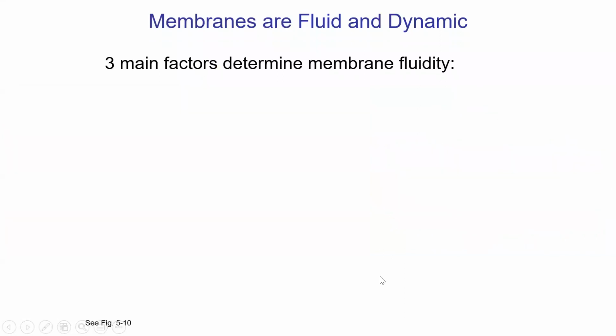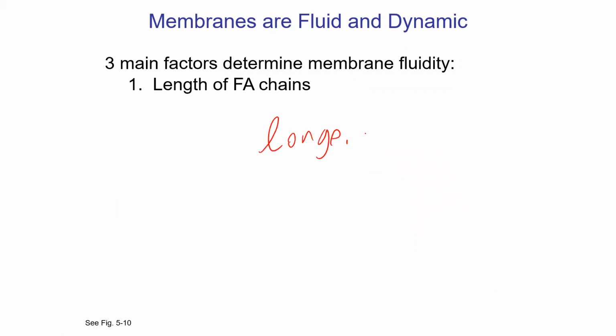So a couple other things about the fluidity and the membrane lipids. One question is, how can we make a membrane more fluid or less fluid? One thing we can do is look at the length of the fatty acid chains. So longer chains are less fluid.